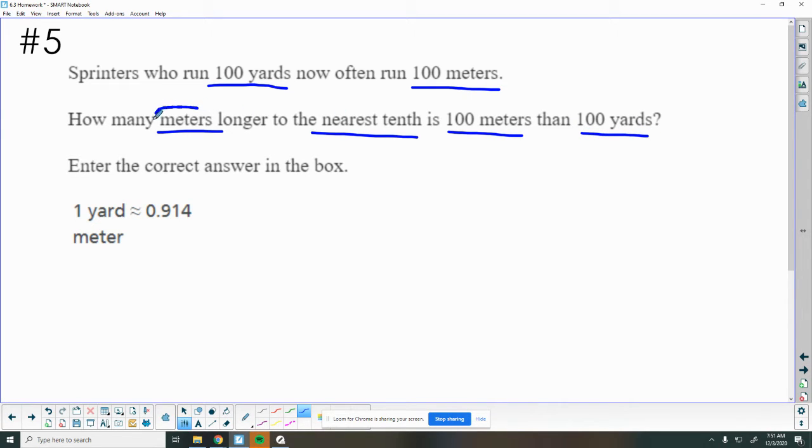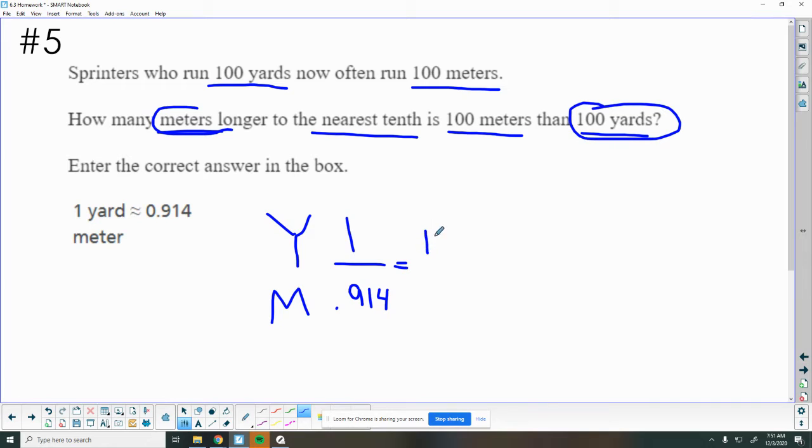So I can see our question asked us how many meters. So we want to turn yards into meters. So when we look at our chart, we can see 1 yard is 0.914 of a meter. So they're very close. This is almost a whole number here. So we're turning our yards into meters. So we know we have 100 yards, and we need to see how many meters that is.